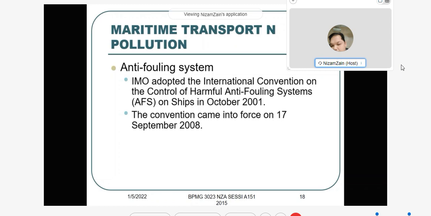So how serious IMO is about preserving the environment is undeniable, right? It's lucky that we have IMO, because the most precious thing that we should preserve well is the marine environment, right? Why? Because 70% of the world consists of seawater. If the seawater is polluted or damaged with chemicals whatsoever, you just imagine the impact to the environment and to the world.